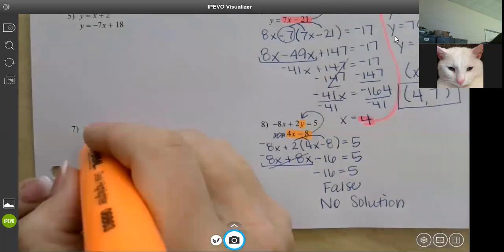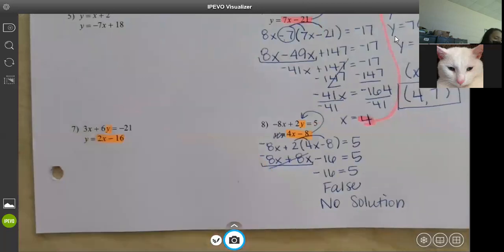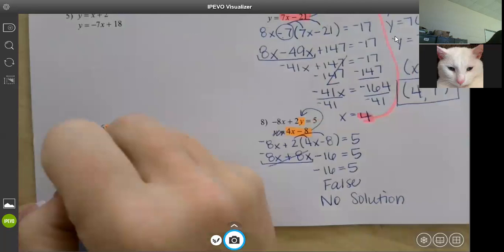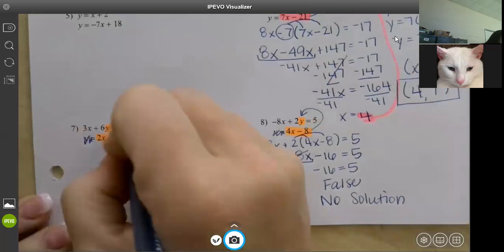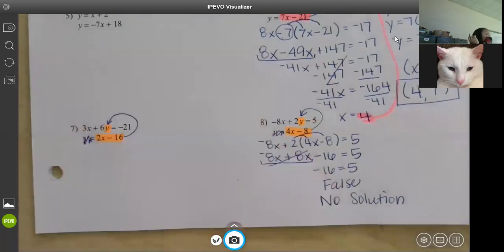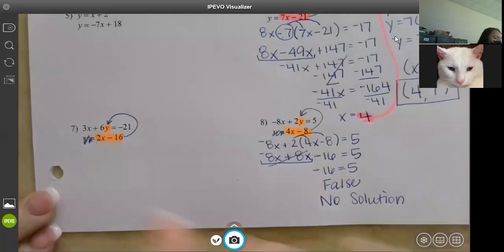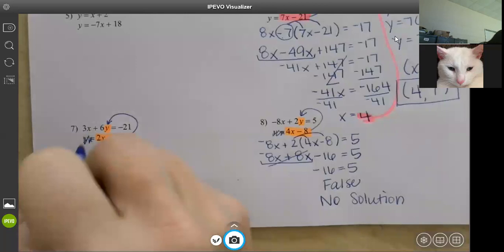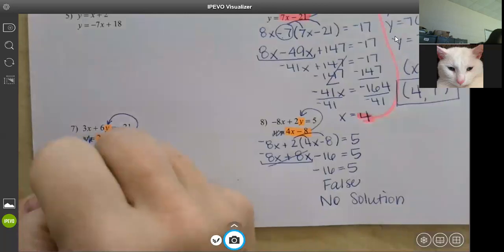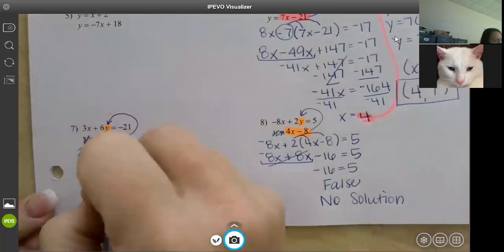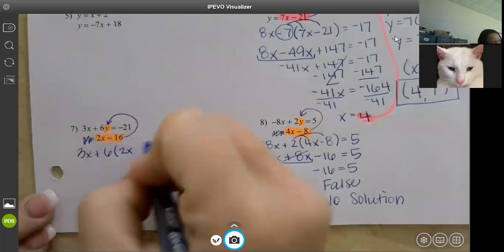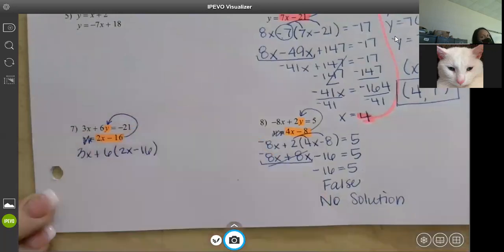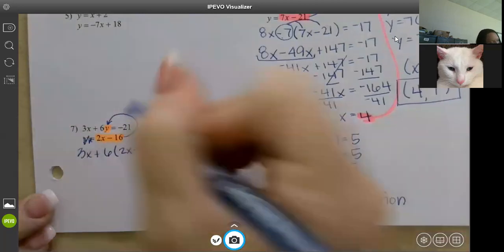We're going to take this y equals and put it in for that y. And remember what I told you, if it makes it easier for you to not look at this, we're going to throw that in there. So we're just going to rewrite this top equation. We have 3x plus 6, but instead of y, we're plugging in the other orange, 2x minus 16. And then finish out the equation, equals negative 21.